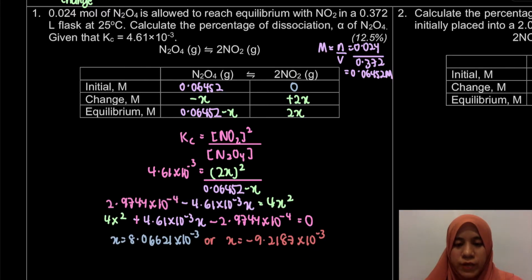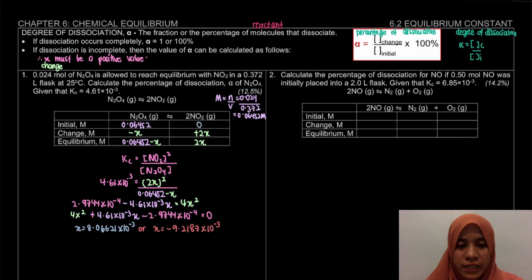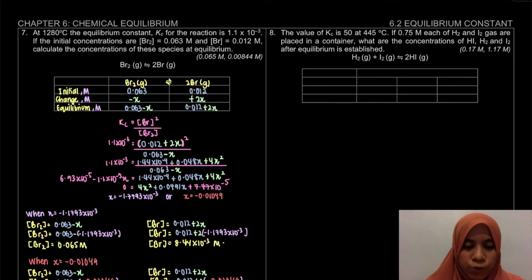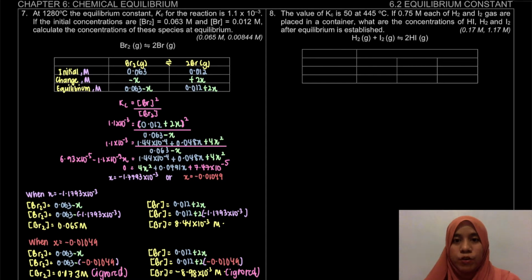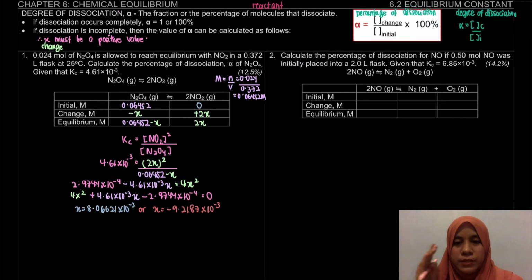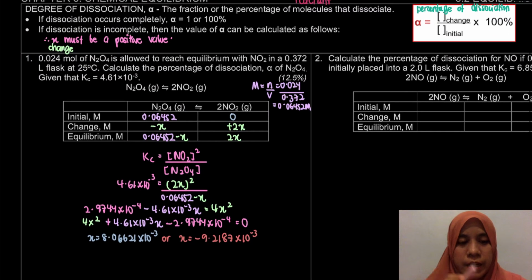So, that is for X. Usually, previously we had to try one by one until the last time, then we could ignore. But for the case of degree of dissociation, it's a bit of a shortcut. We directly choose X to be a positive value. So, in this case, X is actually 8.066 times 10 to the negative 3.